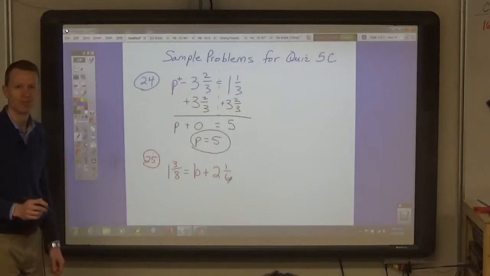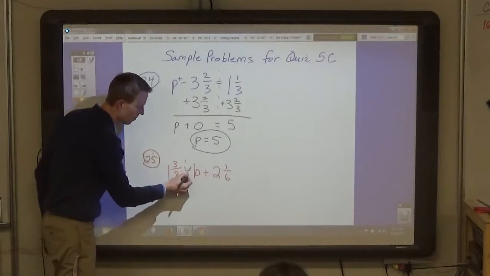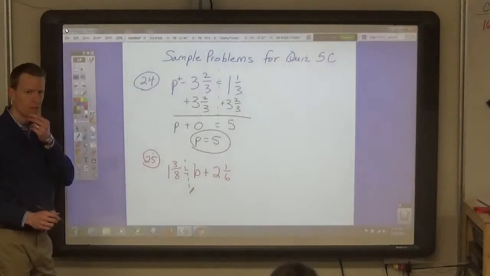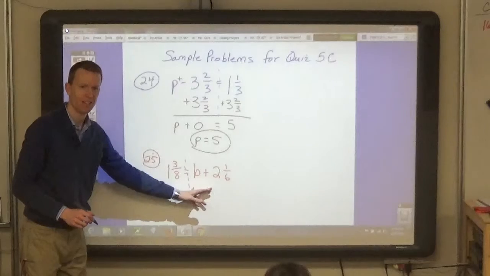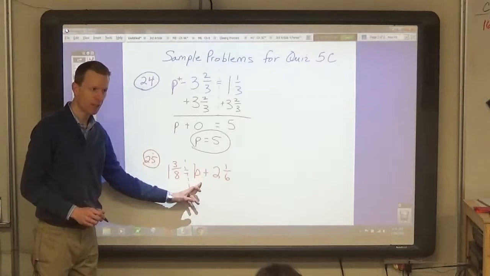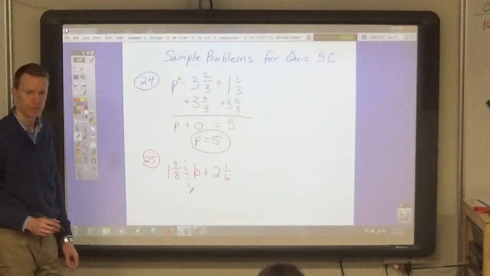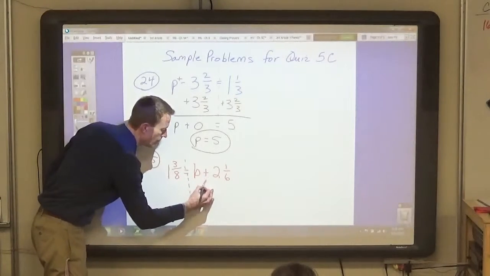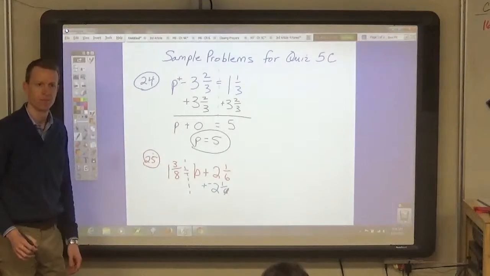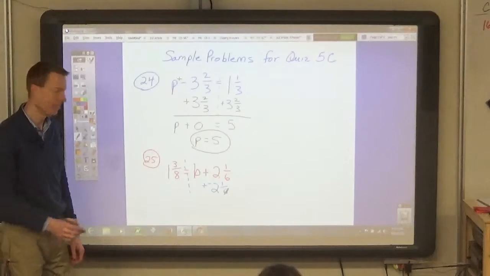Jordan, what do we do to solve this? What side should we start on? This side. Why the right side? Because it has the variable on it. Right, yep, this side has the variable on it. So we have to start on this side. Then what? And then you plus negative 2 and 1/6. Okay? And then, 0.